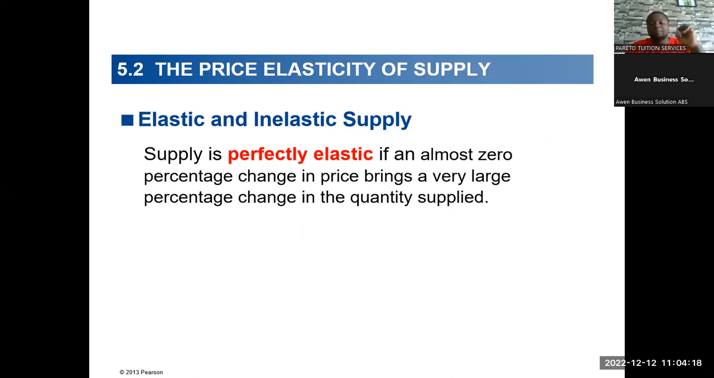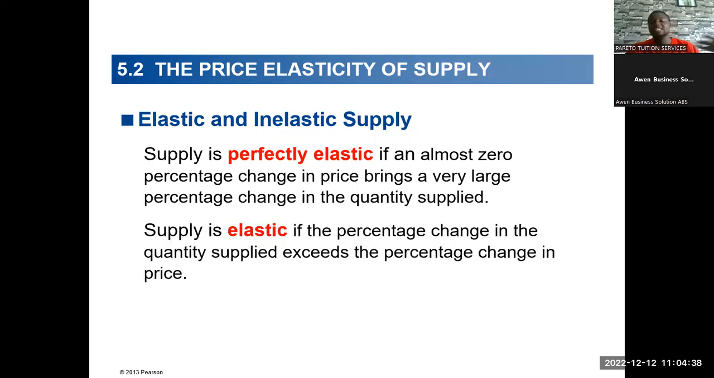Okay, so for perfectly elastic supply, there will be almost 0% change in price, but the quantity supplied will change by a very large percentage. So price is almost the same, yet the quantity that they offer for sale will be changing. Therefore, elastic, as I said, percentage change in the quantity supplied will be more than that of the percentage change in price.